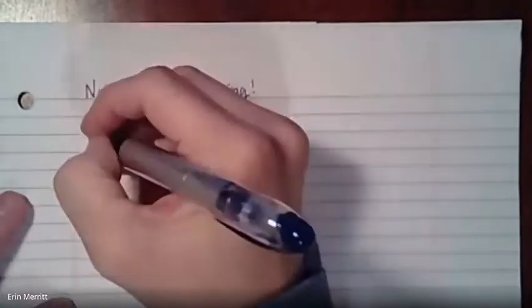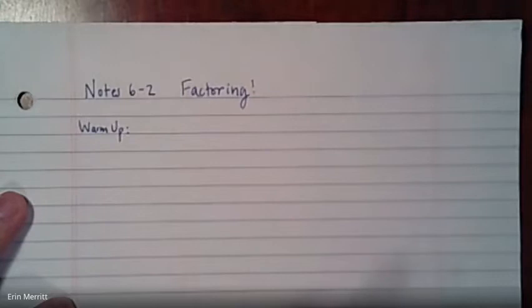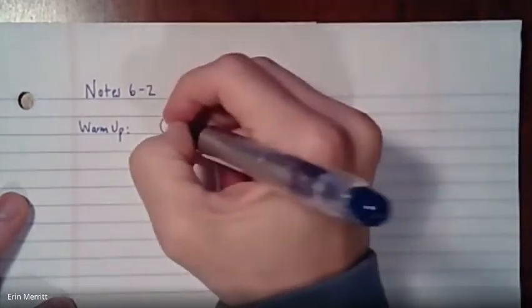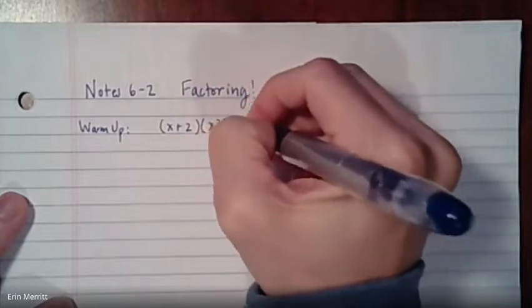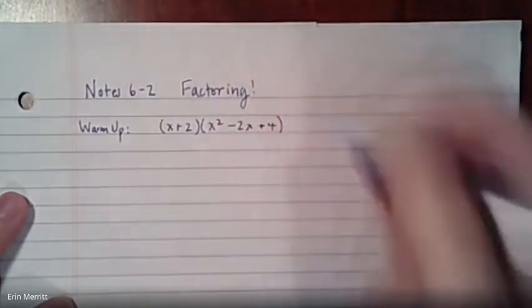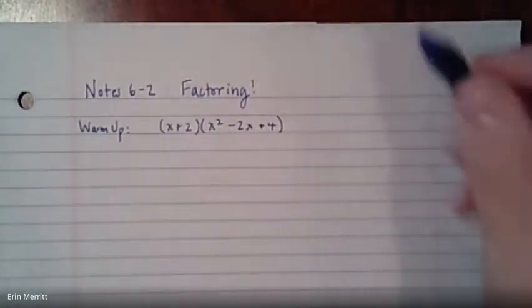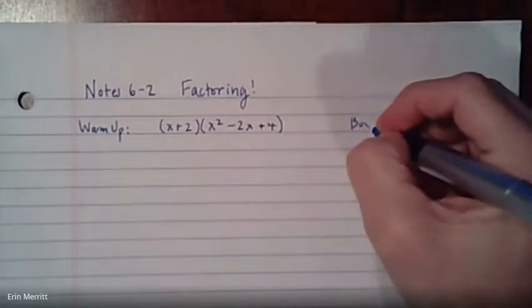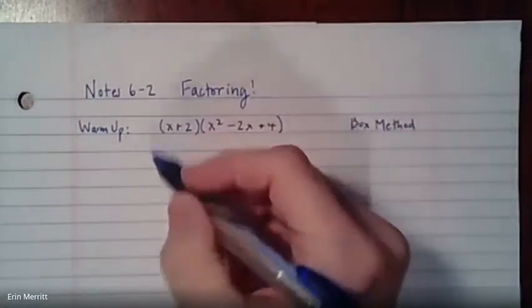Let's start with a warm-up of multiplying to kind of remind ourselves how we work one direction before we work the other. So if I ask you to multiply this out, x plus 2 times x squared minus 2x plus 4. Way back in Unit 1, we know how to multiply all this out using the box method typically. It's basically a fancy old way to double distribute. But I think it's a good way to do it.